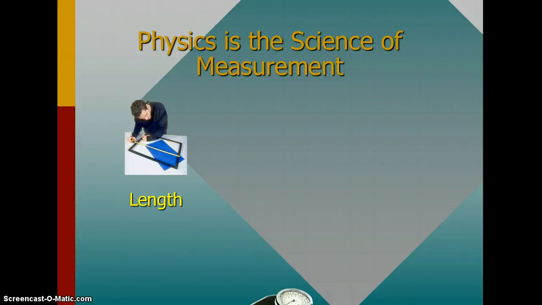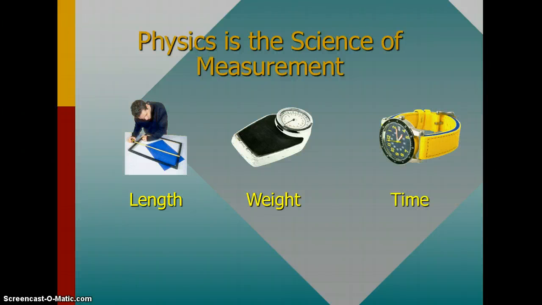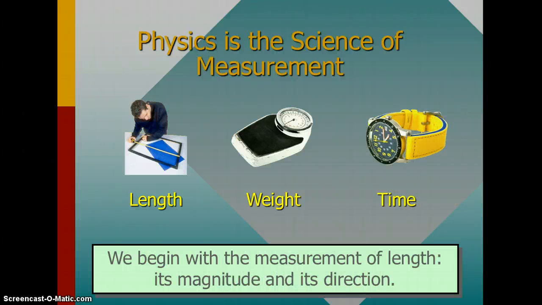So physics is the science of measurement. We normally measure length, we measure the weight, and we measure the time. So we begin with the measurement of length, its magnitude, and its direction. So for vectors, we use them to get these amounts, these numbers, these magnitudes. Like we said before, the surveyors use it to make scale maps.